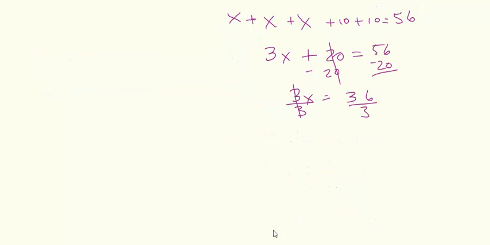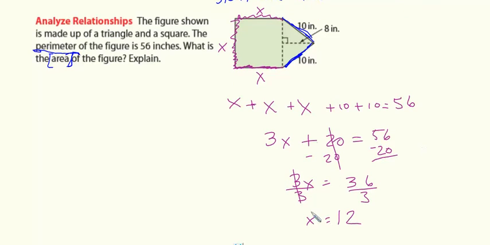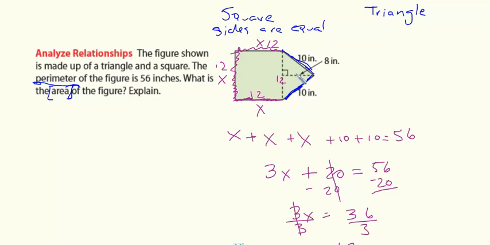So I have x is equal to 36 divided by 3, which is 12. So x is equal to 12. So each side of this square is equal to 12 inches. Okay, so now I can go ahead and get the area of the square, and then I'm going to add it to the area of the triangle, and then I will have the area of my composite figure.